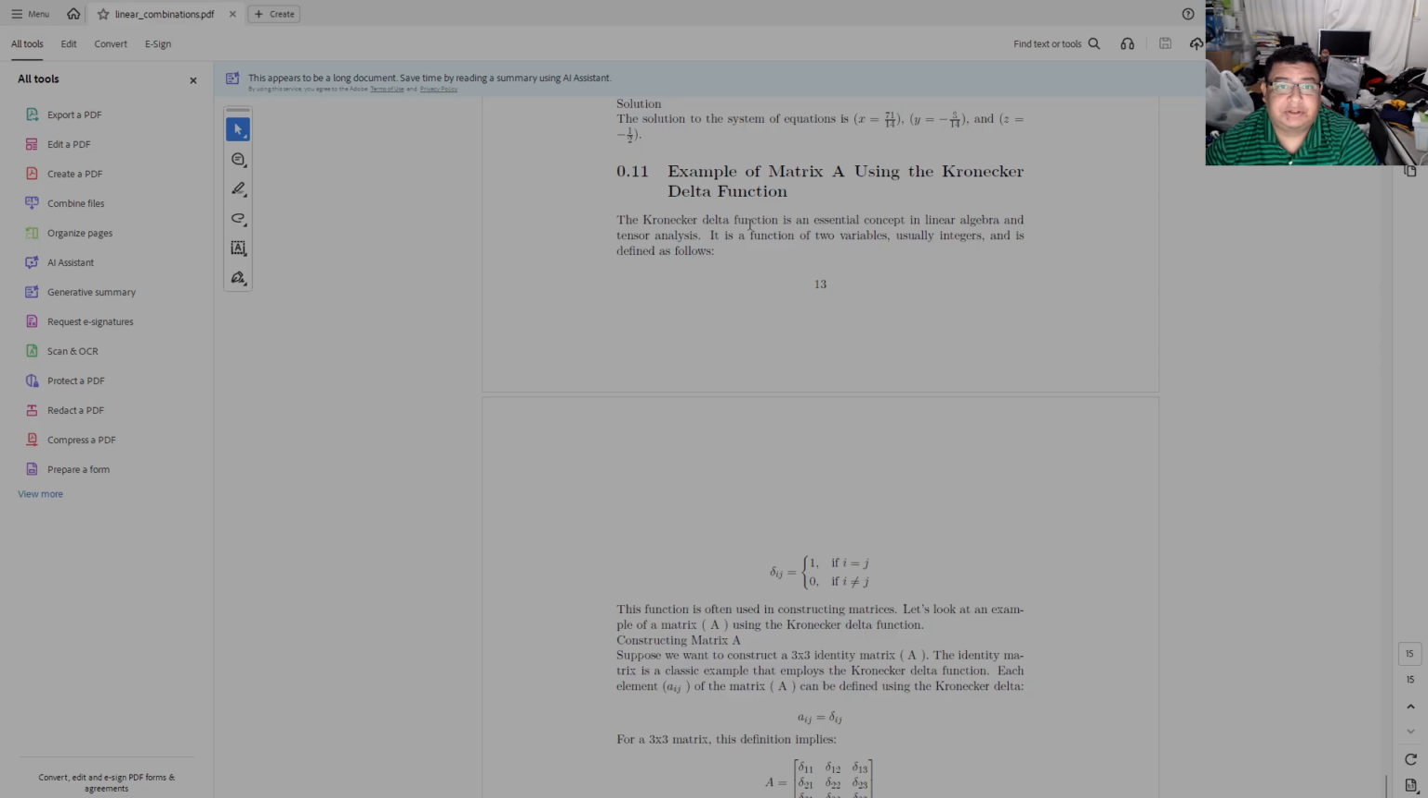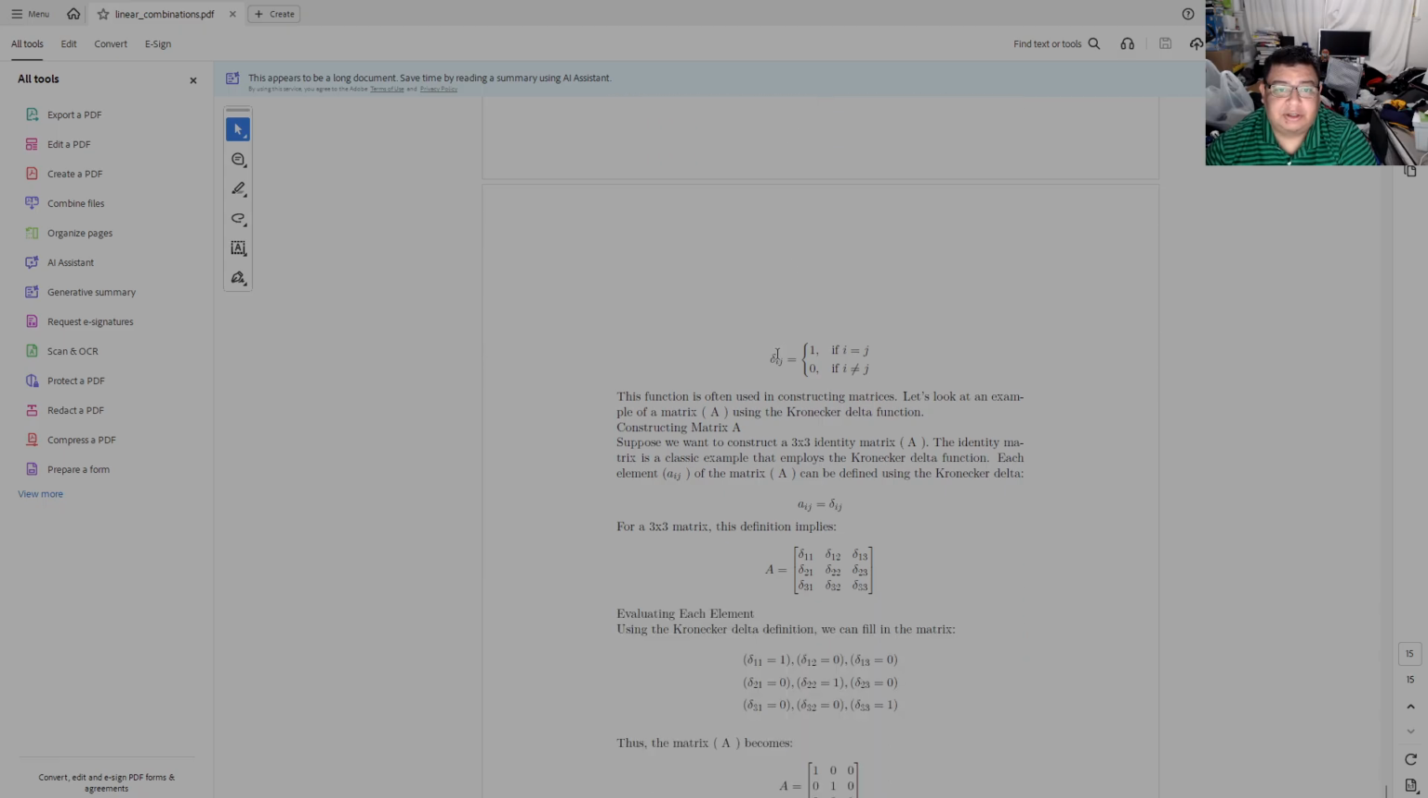So the Kronecker delta function is an essential concept in linear algebra and tensor analysis. It is a function of two variables, usually integers, and is defined as follows. Let's say you have your delta function with subscripts ij. If I and j are equal, then the function value is equal to 1. But if I and j are not equal, then the function value is 0.